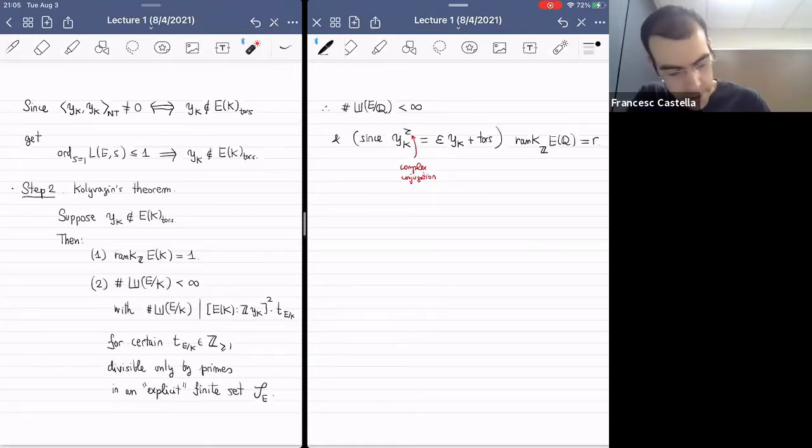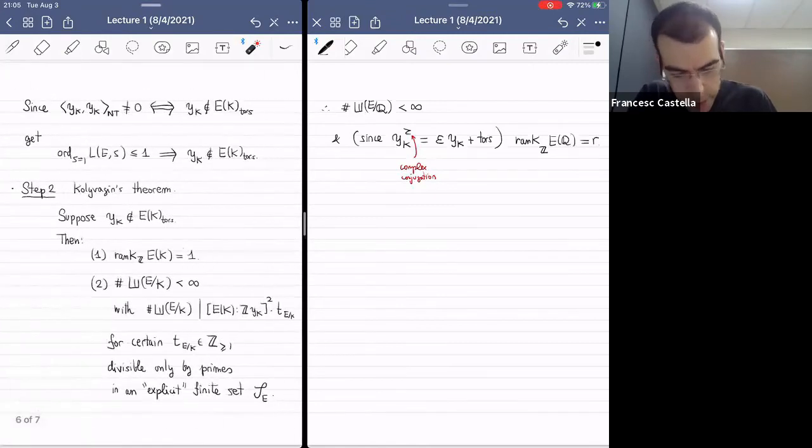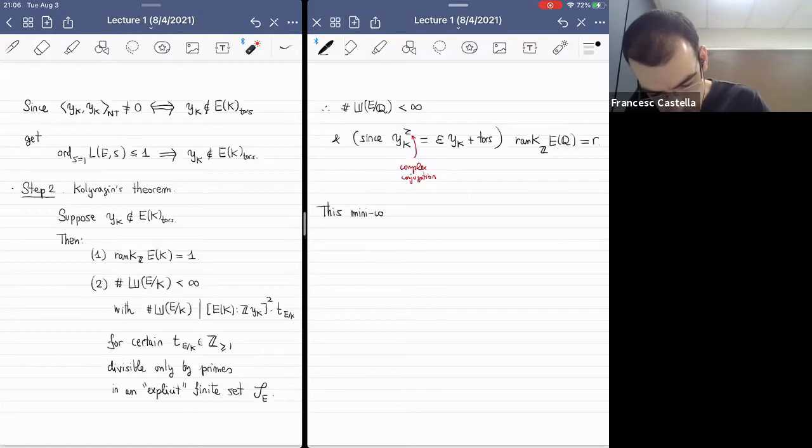Where r is as we have here, the order of vanishing at s equal to 1. So this is, in broad strokes, how this theorem of Gross-Zagier and Kolyvagin goes. And this mini course is going to focus on this second step, the contribution by Kolyvagin. So this mini course is going to be a proof of Kolyvagin's theorem.